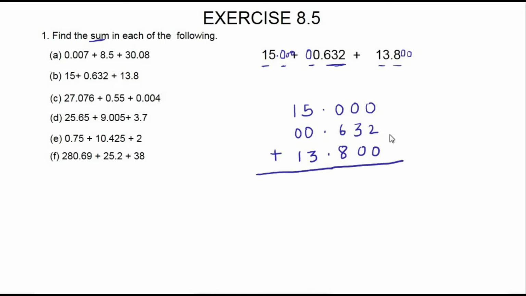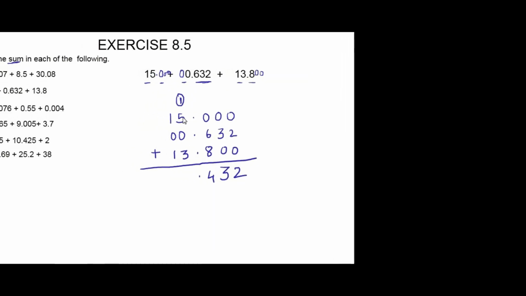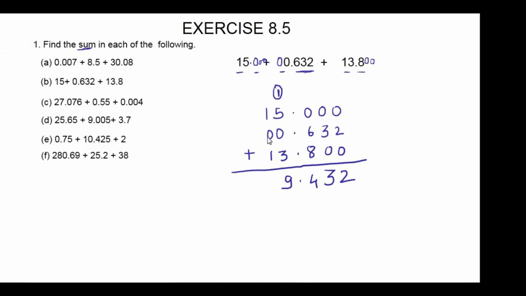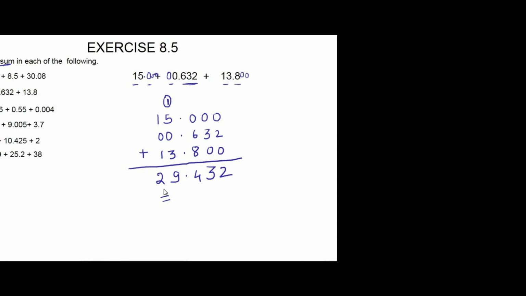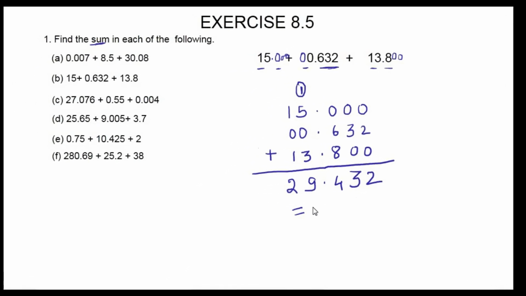Now let's add the numbers 020, that is 2, 030, 3, and 068, that is 14. Here we need to copy the decimal point as it is, and we got the answer 14 here. So 1 is carried. Here 1 plus 5 is 6, 6 plus 3 is 9. Then 1 plus 0, 0 plus 1, that is 2. So we got the answer 29.432.